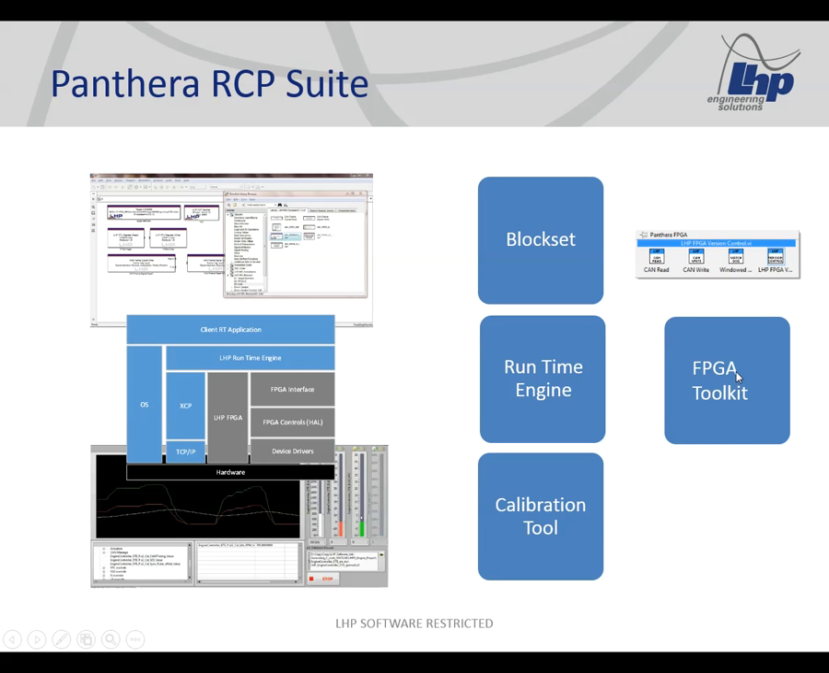LHP Panthera has 4 key components. The block set is used to develop the control models. The FPGA toolkit bridges the control model to the real-time hardware. The runtime engine enables the model to be executed on the hardware. And the LHP Calibra calibration tool enables the operator to manipulate the control and the data in real time.